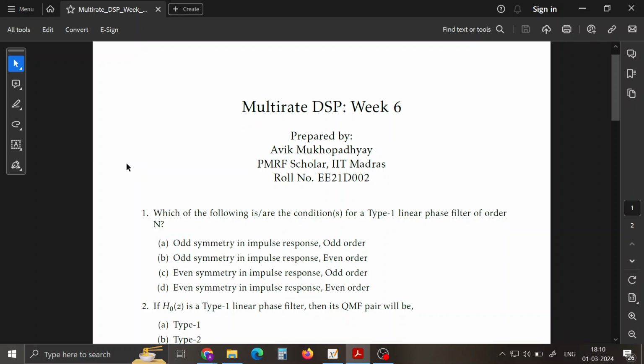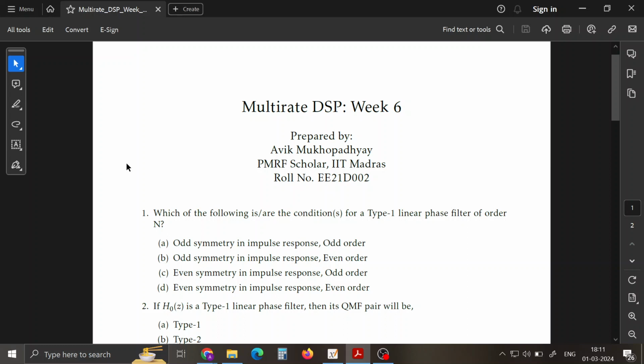I hope you can see the first question on the screen. Please give it a read. For today's session, mostly all the questions are straightforward and pretty simple if you have gone through the lectures. What we are asked in the first question is: which of the following is or are the conditions for a type 1 linear phase filter of order capital N? This is straight away factual information which was also discussed in the lectures.